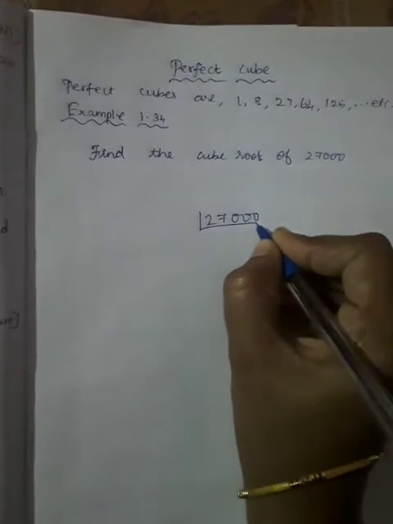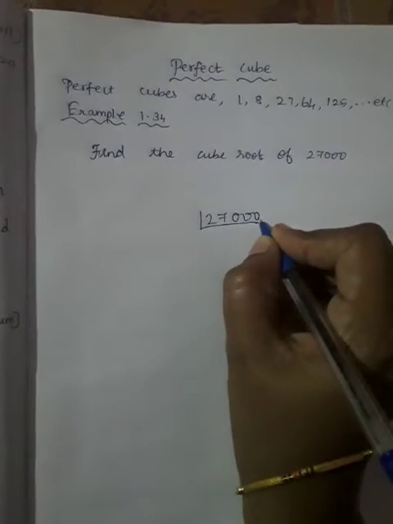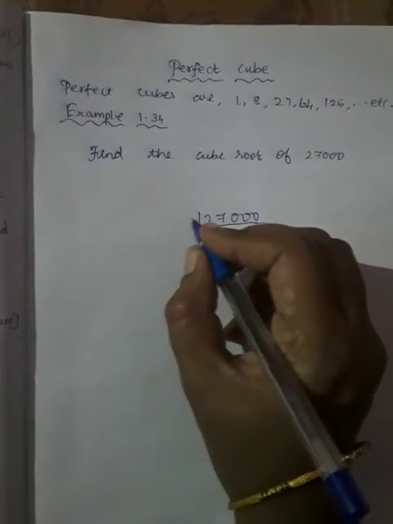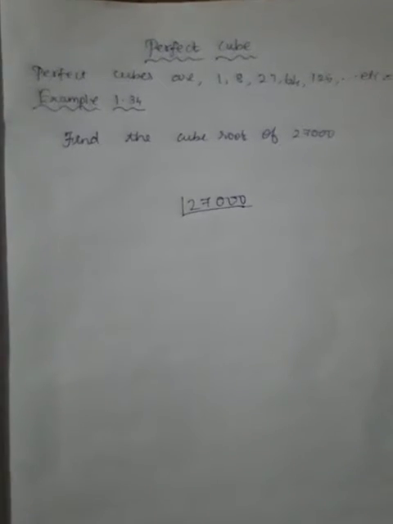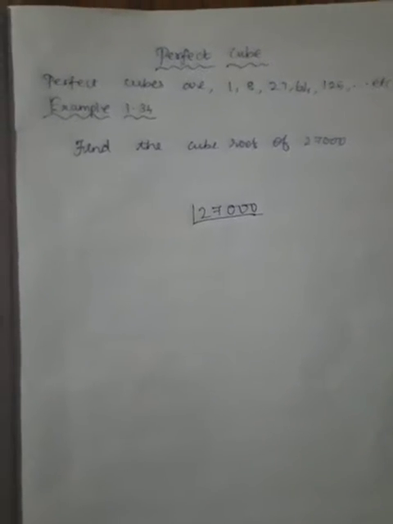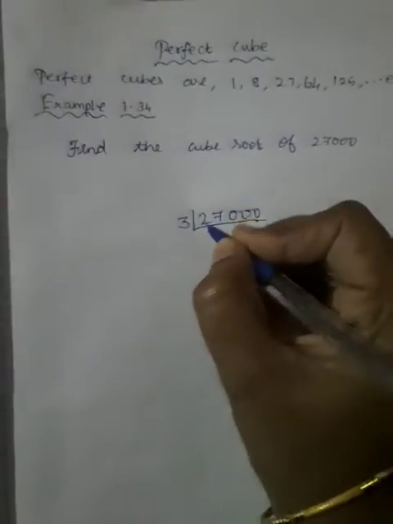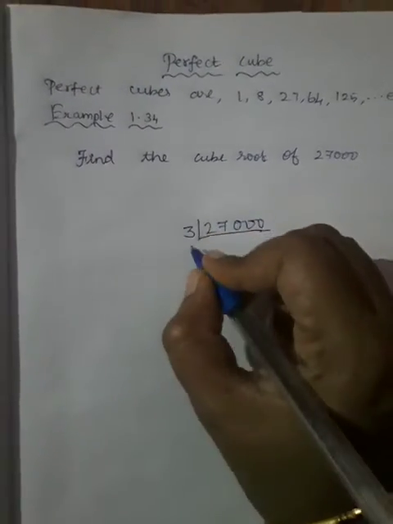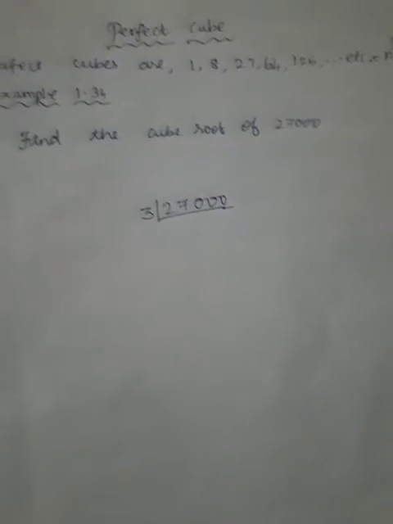Actually, this sum is very easy. The last three digits are 0, so this number can be divided by 3, or else 9, but 9 is not a prime number. We should use only prime numbers here, so I am going to take 3. This whole number can be divided by 9, and 9 can be divided by 3. That's why I took 3 here, because we should use only prime numbers.